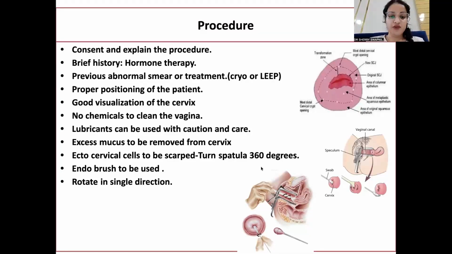The cervix should be clearly visualized. No chemical should be used to clean the vagina. In case you are not able to insert the speculum, lubricant can be used, but it should be used with caution and care. And in case of excessive bleeding, as I said earlier, sometimes a patient is menstruating and we get a pap smear. In that case, we should ask the patient to remove excessive blood and flush it out so that we can try to take the smear and maintain its quality. While taking the smear with an endo brush or spatula, it should be rotated by 360 degrees in a single direction.